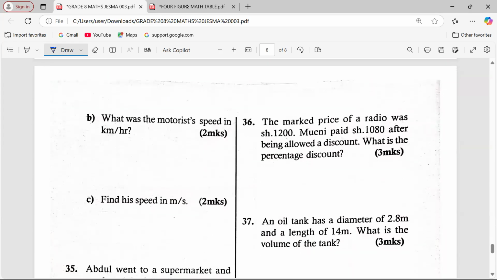What was the motorist's speed? You know, speed is given by distance over time, right? And we already have a distance equivalent to 240. Then we have 3 hours being taken. So we get 80 kilometers, 80 kilometers per hour.